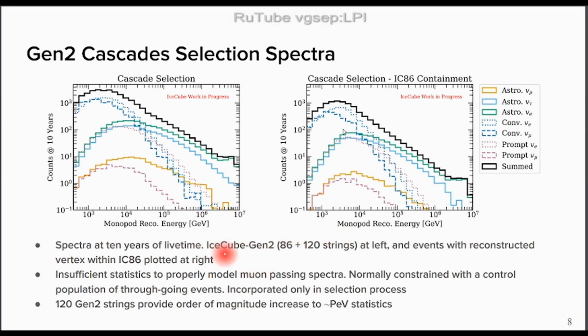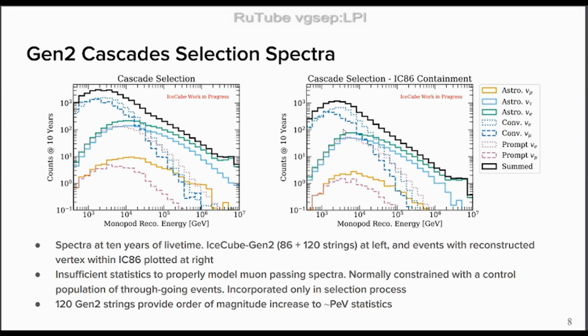All of these events have reconstructed cascade vertices within the perimeter of IC86. So IC86, or the present IceCube, has a slightly finer string spacing than what Gen2 will have for the newer 120 strings. So the angular resolution will be a bit different. And so I've made these two cuts on position here.